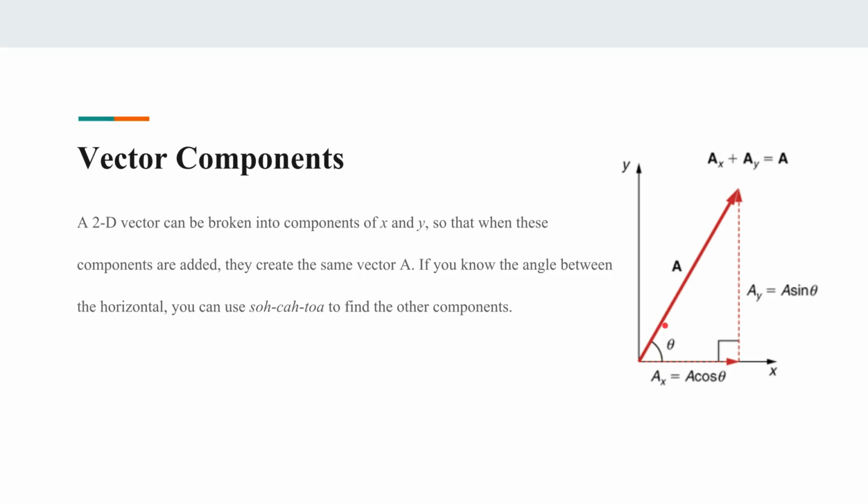Now, if you know the angle between the horizontal and the vector, you can use SOHCAHTOA and the trig ratios to find the other components. So AY is A sine theta. Sine theta is opposite over hypotenuse, AY over A. You multiply each side by A, and that equals AY equals A times sine of theta. This is the exact same thing for AX. You just do cosine, that is adjacent over hypotenuse, so that's AX over A. Then you multiply each side by A, and you get AX equals A cosine theta.